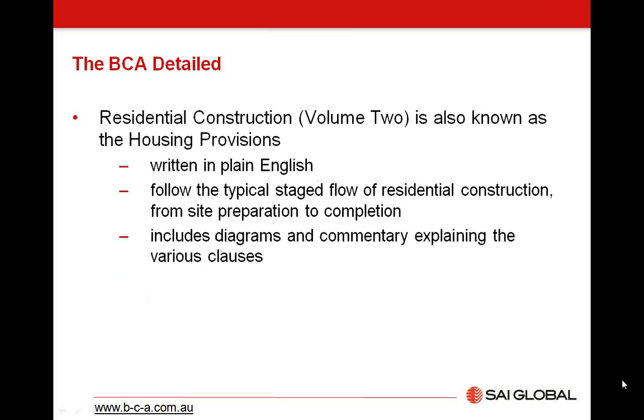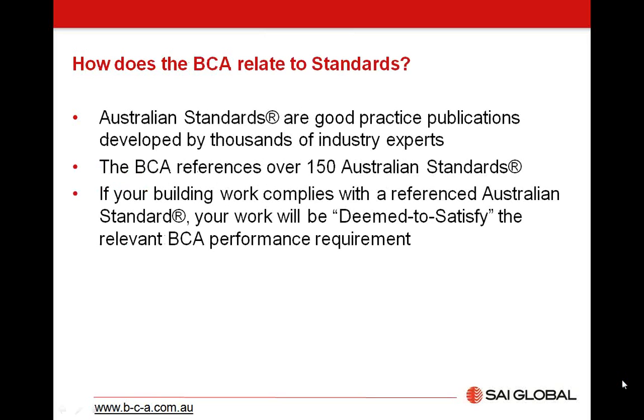Volume 2 residential construction is also known in Australia as the housing provisions, and it has 3 main utility points. One is that it is written in plain English. The second is that the document itself follows a typical staged flow of residential construction from site prep to completion. And there is a lot of commentary and diagrams included within that volume as well to help explain the various clauses.